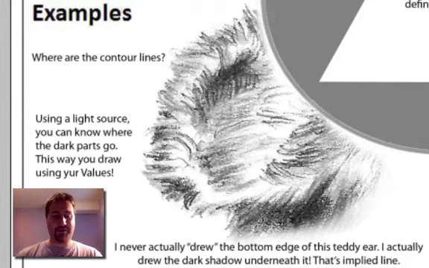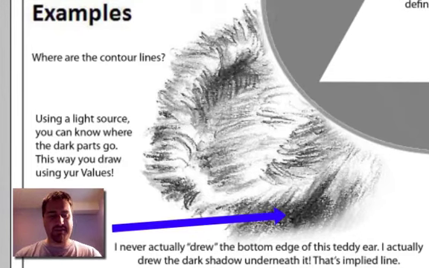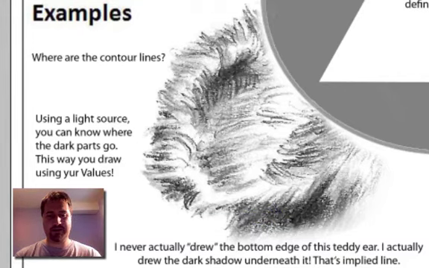And the cool thing about this ear right here is that, let's take a look at, say, the bottom edge of it, I never actually drew the bottom edge of the teddy bear's ear at all. I didn't use my pencil to draw the light areas right here, I mean, these little spots. What I did do was I drew the shadow that was behind it. And you'll learn that a little bit further on. So you draw with your values, not with lines.